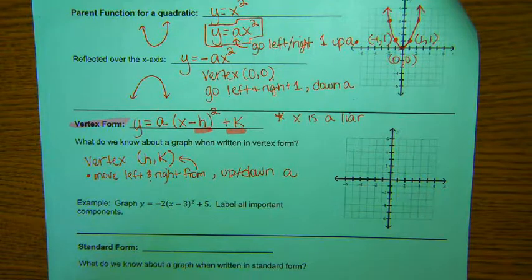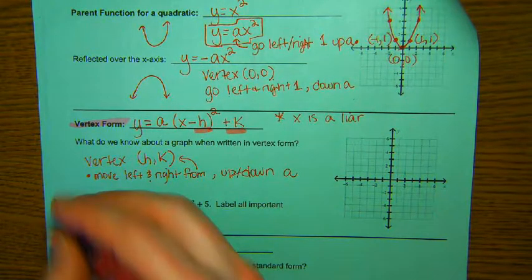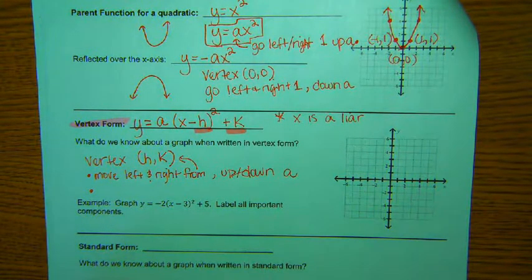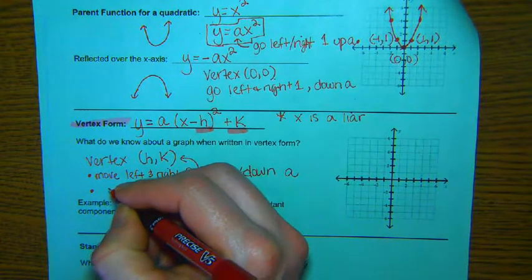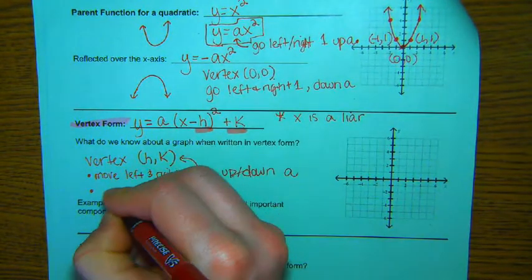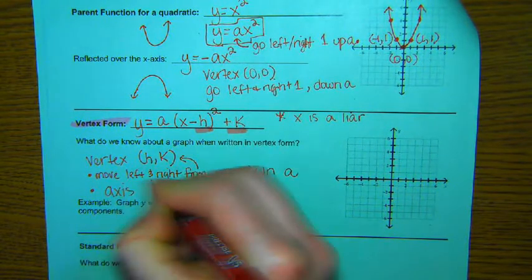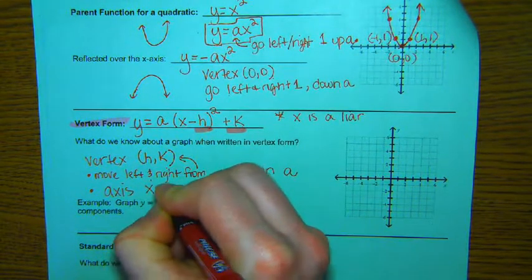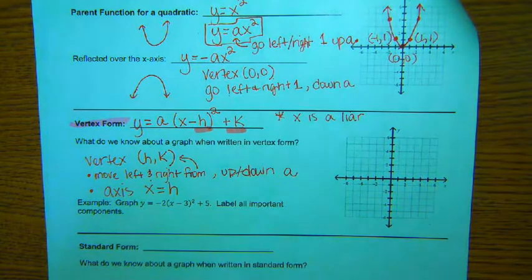And there's one other thing that we know. I've talked about this thing called the axis of symmetry. Does anybody remember what that is? The line cuts the parabola in half, and it has to go through the vertex. So the axis is going to go through the x coordinate of the vertex. It's going to be x equals h.